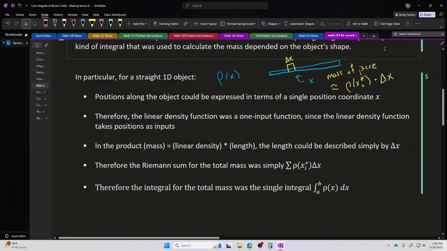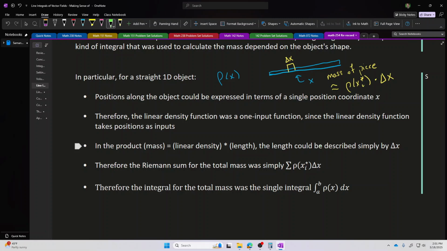Now, that approximation was bad if your pieces were very large, because then the density within that piece could vary greatly. So just picking a random density at one location within the piece was not very representative of what that whole chunk was doing. But if we let delta x shrink to 0, and let the pieces become very, very small, then this Riemann sum estimate for the mass becomes a perfect definite integral that can be used to perfectly calculate the mass.